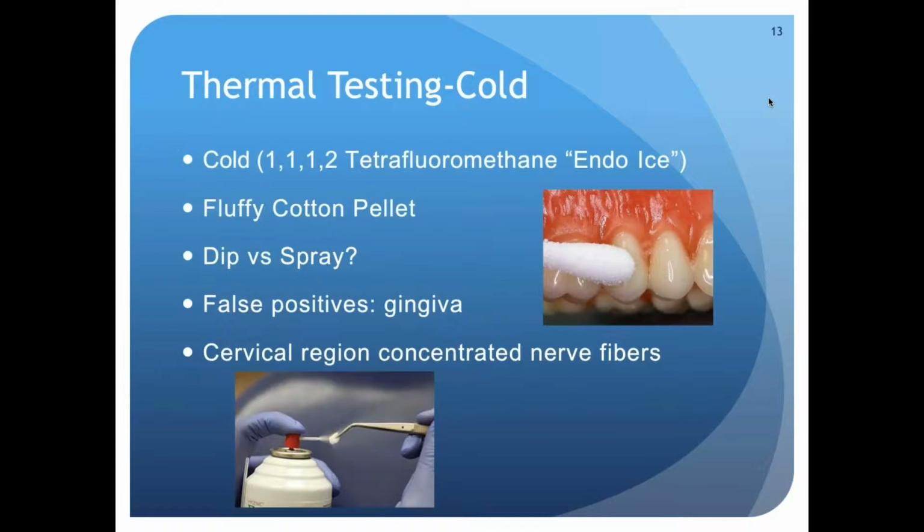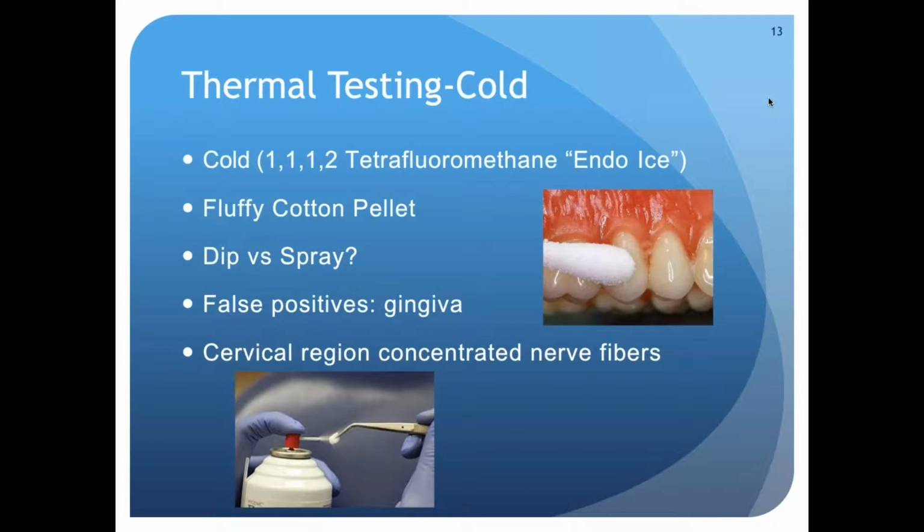So let's talk about some of our tests before we get into those diagnoses. Thermal testing. Cold is kind of our standard, and our 112 tetrafluoromethane, or Endo-Ice, is kind of the standard tool to use. When we do this, there are a couple of keys to being accurate with this test. First of all, use a nice fluffy cotton pellet. Using a tightly bound cotton tip applicator or Q-tip, you don't get that cold sink and you don't always get that cold right on the tooth like you need to.